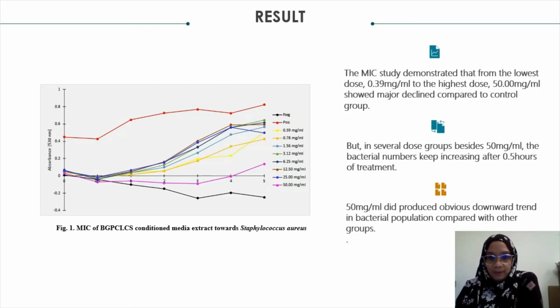When in comparison between doses, it is clearly demonstrated that at concentration of 50 mg per ml, the growth of Staph aureus was significantly inhibited, which produced an obvious downward trend in bacterial population compared to the other groups. The result obtained from this study shows that BG-PCL film has potential antibacterial effects against Staph aureus at the concentrations tested, suggesting this conditioned media film extract has antimicrobial activity supporting the potential for wound healing.